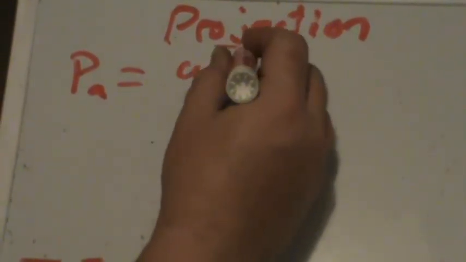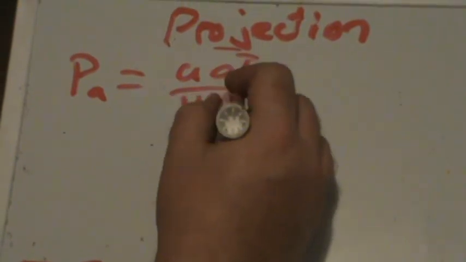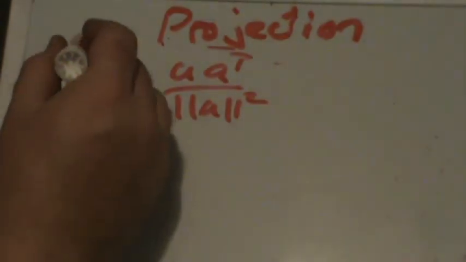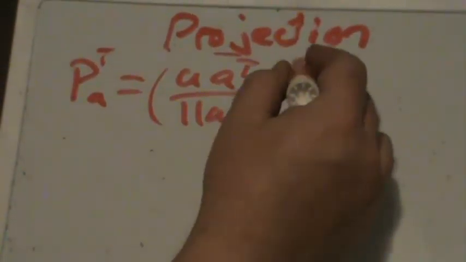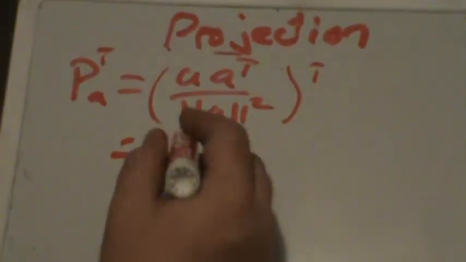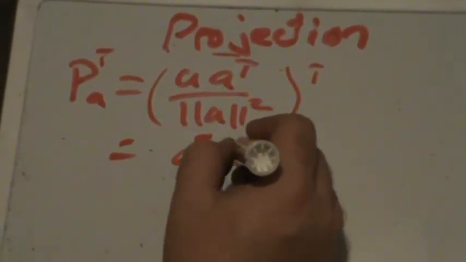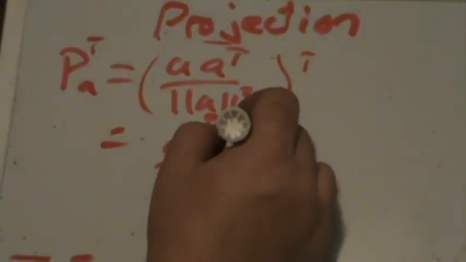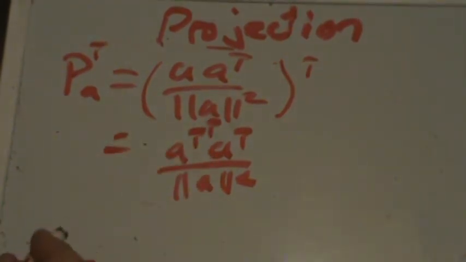Let's just show that our particular projector, P_A, which is equal to A A transpose over norm of A squared, has this property that P_A equals P_A transpose. So we now want to transpose this. When you transpose them, you reverse their order, and then you transpose each of the individual elements. The transpose of the transpose is the original matrix.